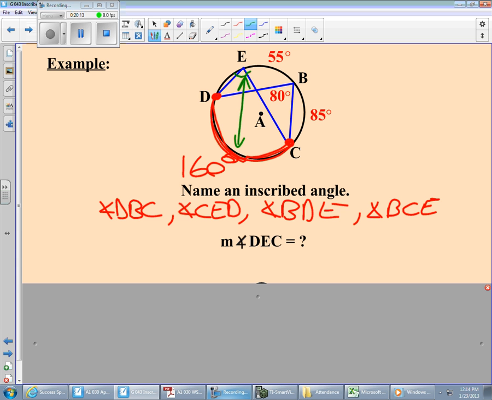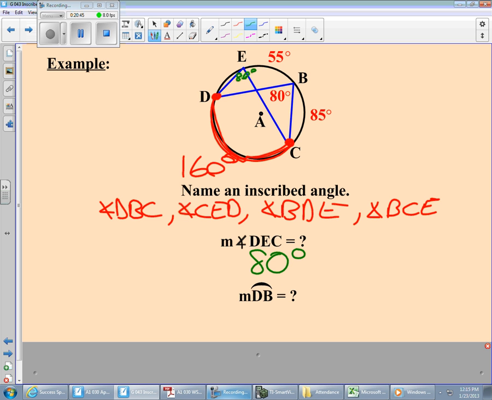Okay, yes, it's exactly half of its arc. So if the arc is 160, the angle must be half that much. The measure of angle DEC is 80 degrees. And if you were clever enough to catch that you had that one theorem that says if you have two inscribed angles that use the same included arc, their measurements will be the same, 80 degrees and 80 degrees right there. Okay. Our next question asks for the measure of arc DB.